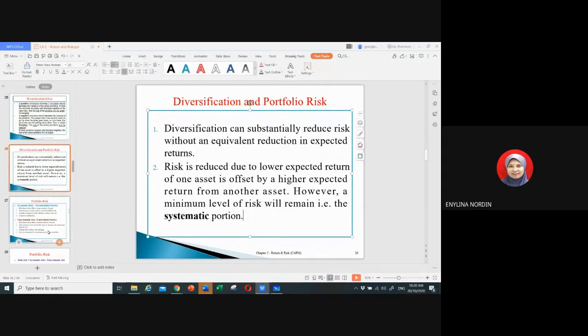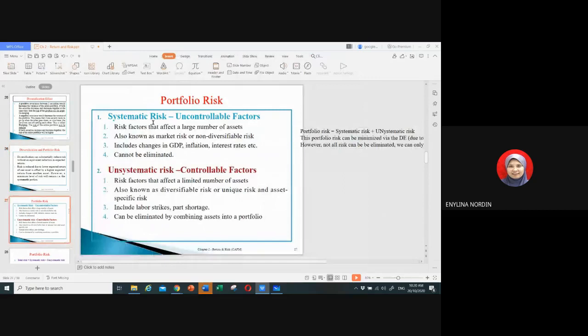Okay. Now, right, we go to the next slide. What the systematic risk and unsystematic risk all about? Okay, so firstly, we go to systematic risk. Systematic risk, another name used is uncontrollable risk or uncontrollable factor. So this is the risk that cannot be diversified away. That will remain in the portfolio. Why is that? This risk, right, will affect all stocks in your portfolio.